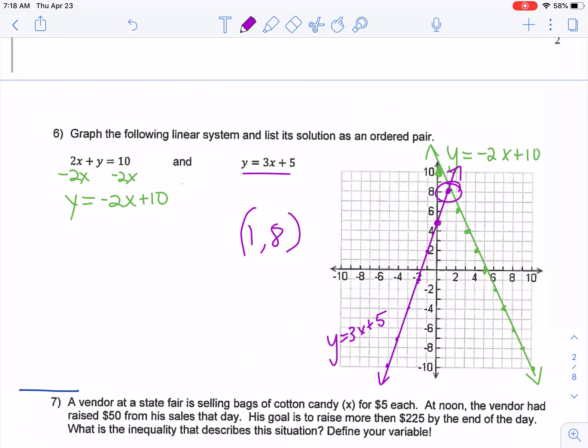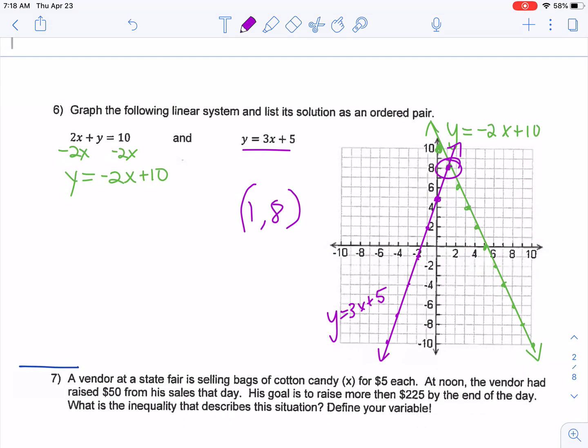All right, so those are your first 6 problems on the study guide. Make sure you make any corrections and have your work corrected before you turn it in. All right, thanks.